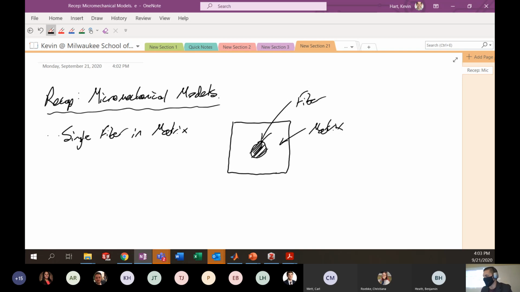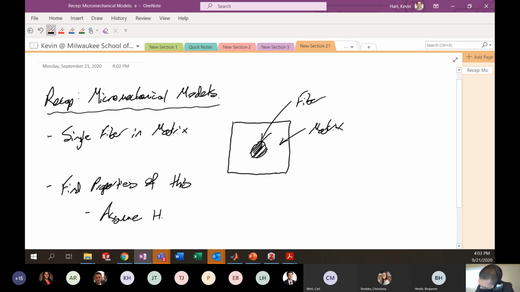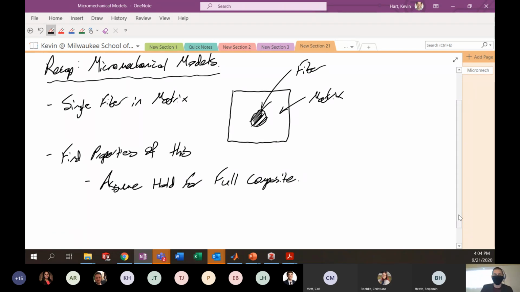So if we could figure out what the properties of this little guy are, then we could extend that to our whole composite and say, here's the modulus of our composite, here's the modulus in this direction, here's the shear modulus, here's Poisson's ratio, all those sorts of good things. All right, so this and assume hold for full composite. Okay. That's the general idea.